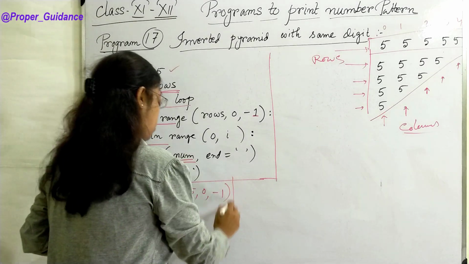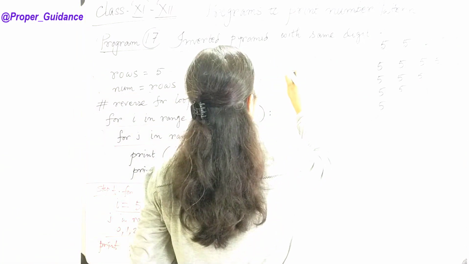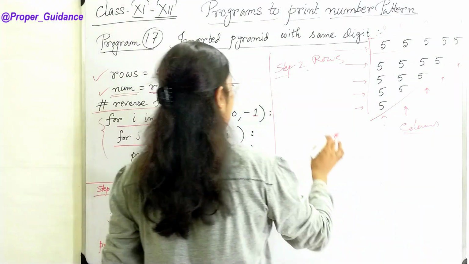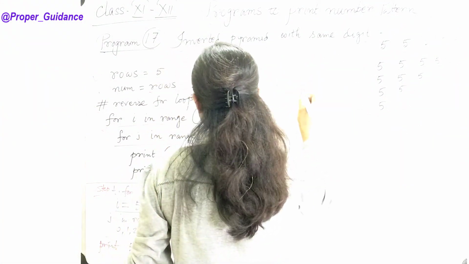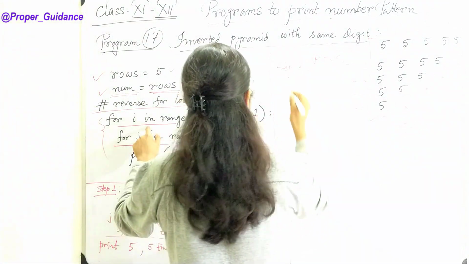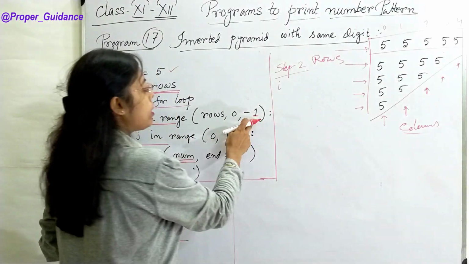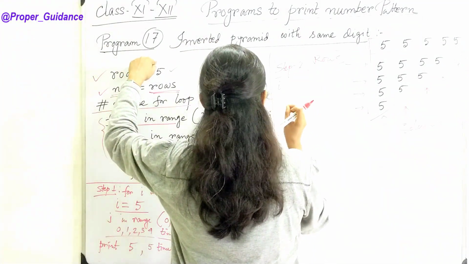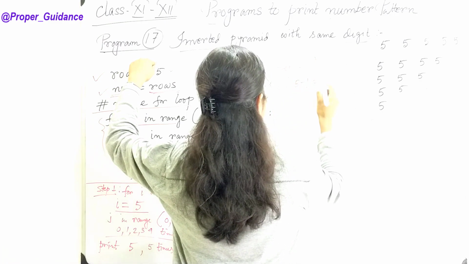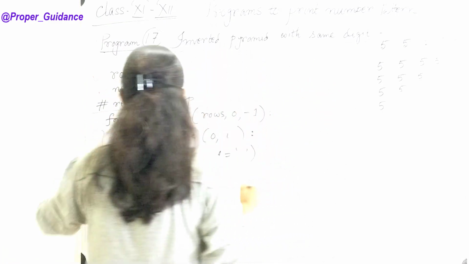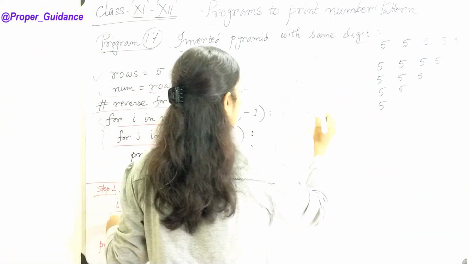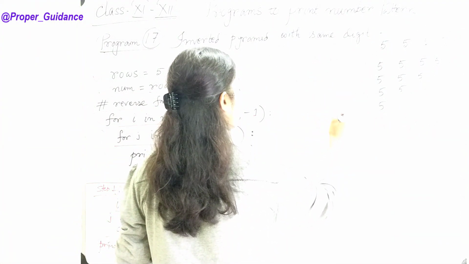And just like step 1, step 2 follows the same process up to the total range of i. So for step 2, what is the value of i? i will be decreased by 1. The first value of rows was 5, and when we get 5 minus 1, it will give you i equals 4. Now when i equals 4, what is the range of j? j will be 0 to 4.